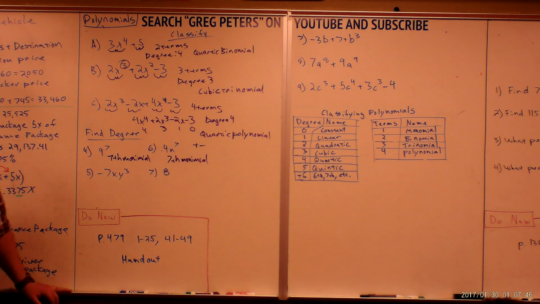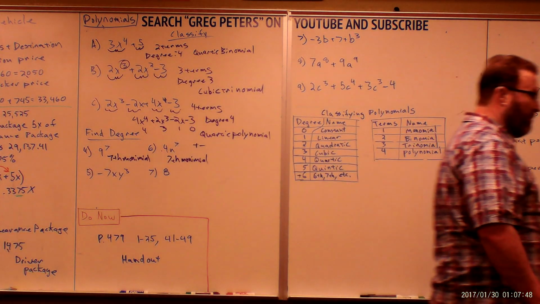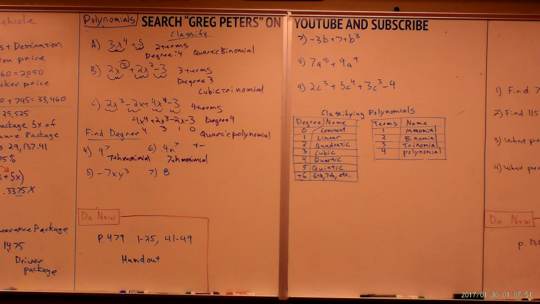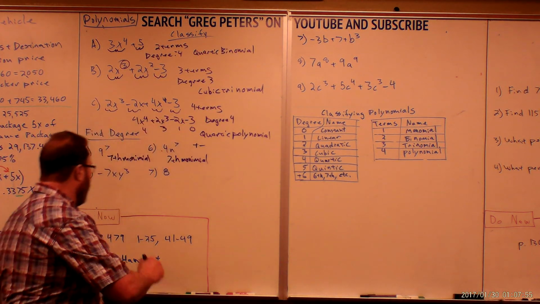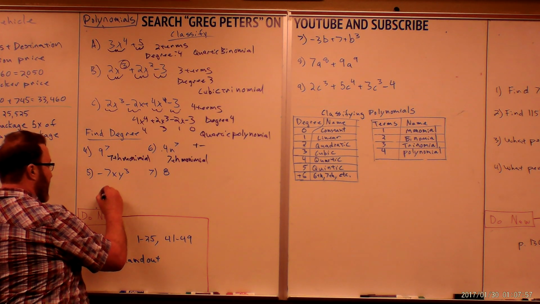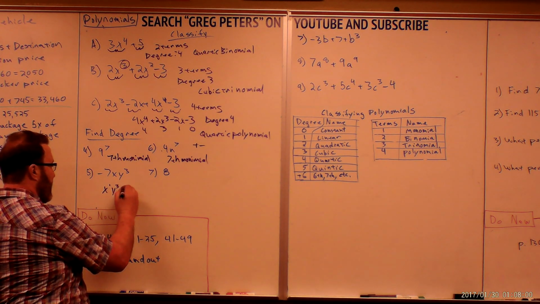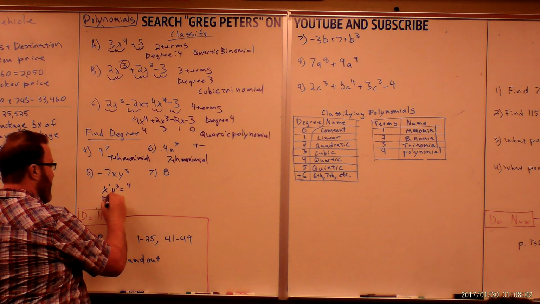Okay, someone's time to shine. Who wants to tackle number 5? Is it 4 degrees? Yes, it's 4 degrees because we're going to take the exponents and add them together. x1, y3 equals 4. The degree is 4.